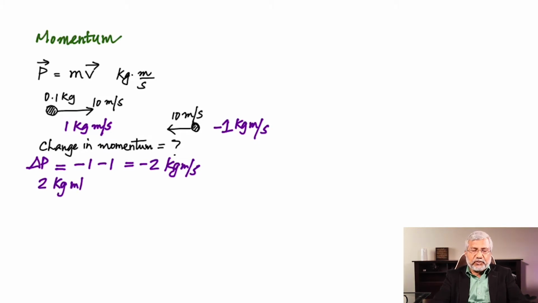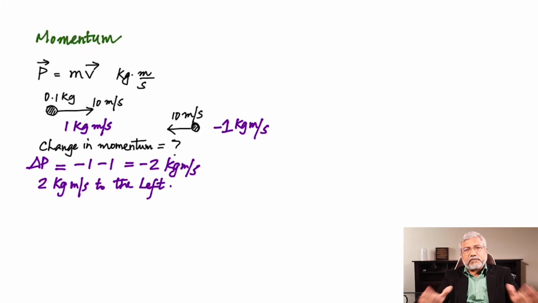So the change in momentum, which is final, take away the initial, will give you negative 2 kilogram meter per second. Or in other words, it's 2 kilogram meter per second to the left. So always remember, when you deal with momentum, you have to consider the direction like for any other vector quantity. So let's think about a related question.